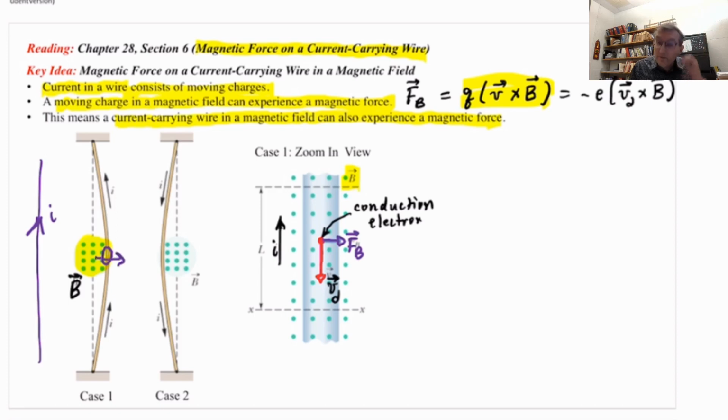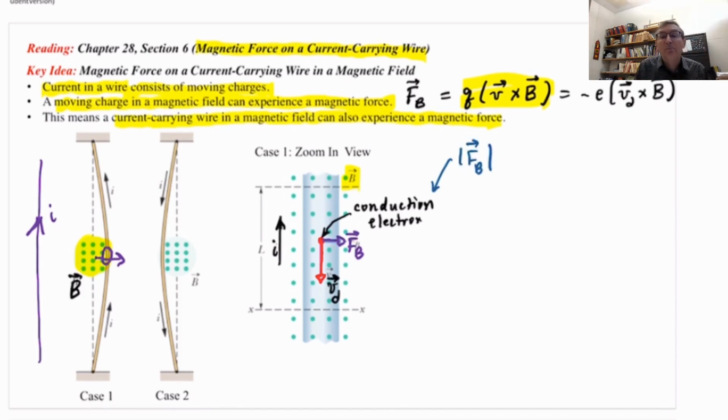Okay? So ultimately the source of that deflection of the wire comes from this formula, Q times V cross B. That's one of the things we wanted you to see. But now what we want to be able to do is calculate the total force on that wire with its current. All right, so let's focus now on that single conduction electron. We know the direction of the magnetic force is to the right.